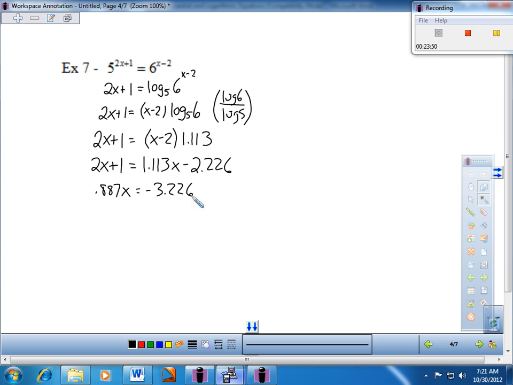Sounds good. I'm going to go ahead and divide, just one more step here to solve for the variable, and you should get about negative 3.638, somewhere in that vicinity. That's what I have on my paper there, and take a look at that if you get an opportunity.